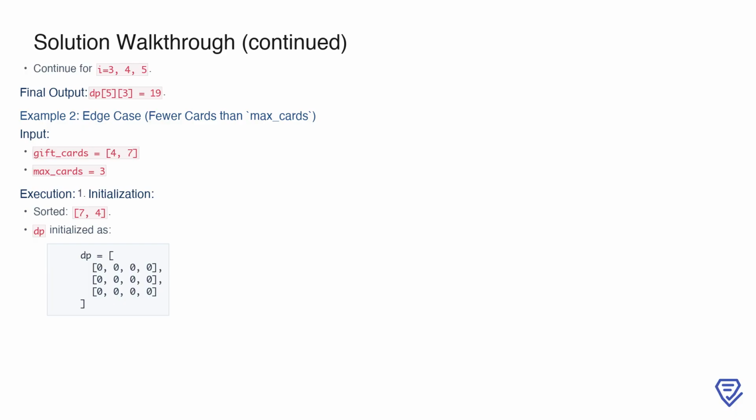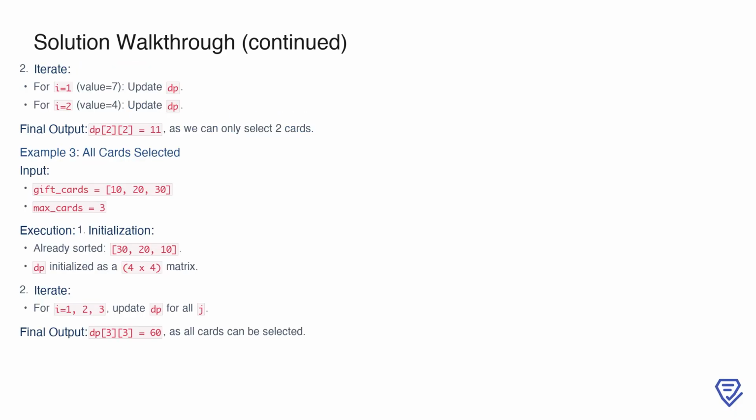Now, let's consider an edge case where the number of cards is fewer than the maximum allowed. In the second example, we have only 2 cards, 4 and 7, and the maximum number of cards allowed to select is 3. After sorting the cards in descending order, we get 7, 4. The DP table is initialized as a 3x4 matrix filled with zeros.